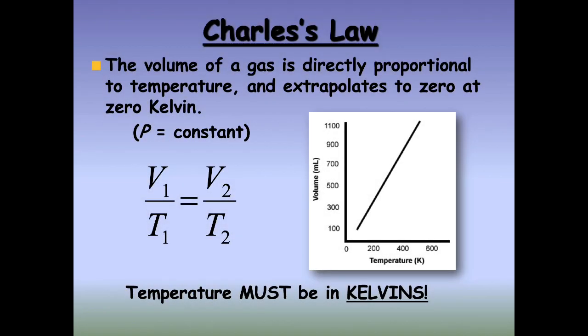Charles' law is one of the gas laws that we need to look at. Charles' law says that the volume of a gas is directly proportional to its Kelvin temperature and extrapolates to zero at 0 degrees Kelvin. The temperature has to be in kelvins because that's where the proportionality is.